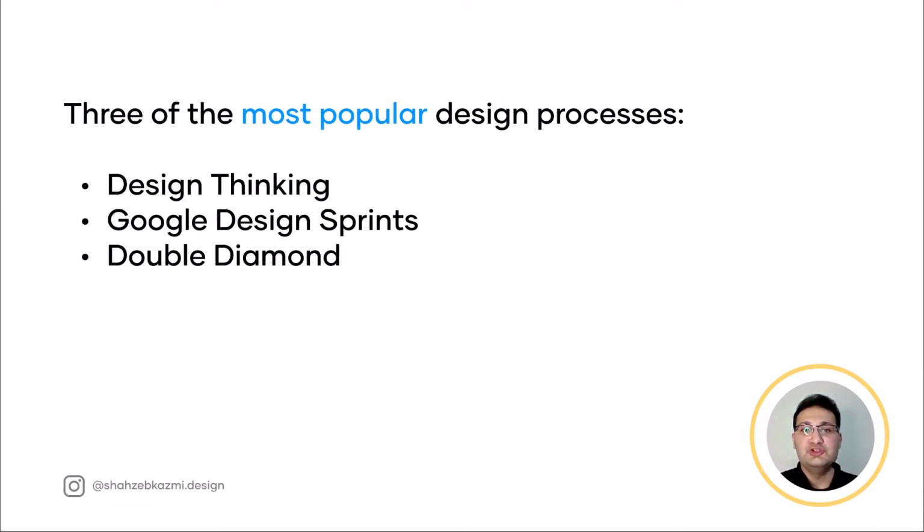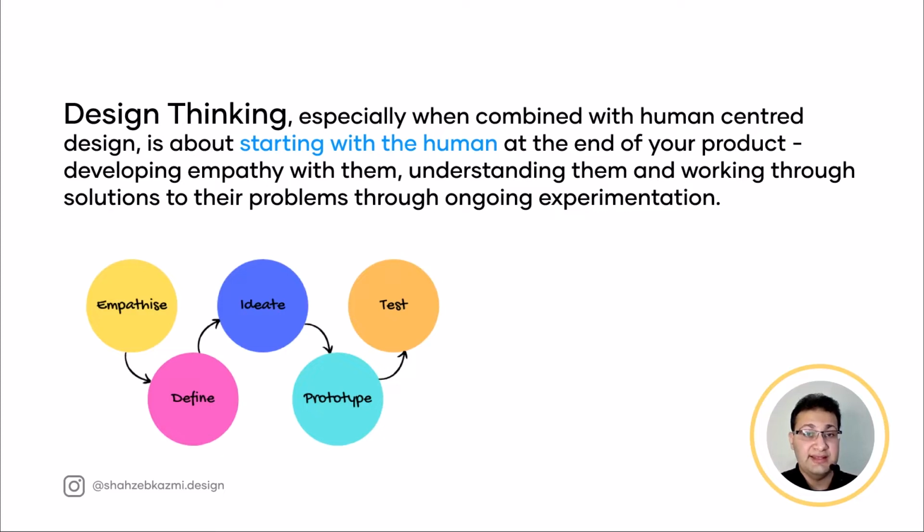So these are the three most popular design processes used all around the world by several teams: design thinking, Google design sprints, and the double diamond. We'll be talking about each of them separately. So design thinking, especially when combined with human-centered design, is about starting with the human at the end of your product. That means while you are just starting out this entire process, you need to keep the human you are designing for in your mind. And that's why you start by developing empathy with them, so you can think from their perspective and feel the problem yourself. Then you need to understand them and work through the solutions to their problems, and then go through experimentation.